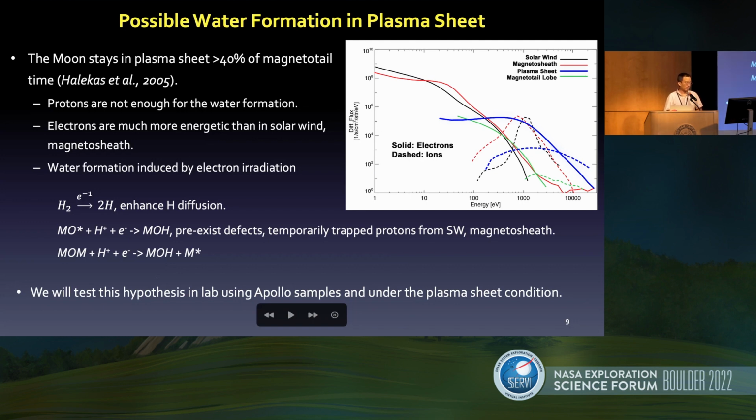That's the solar wind. However, another big difference we observe here is electrons. You can see the electron flux has not been reduced as much as the ions, and also the electron energy is much higher than the solar wind. So we think there could be water formation processes associated with the electrons. I just listed several here. And we are planning to test this hypothesis using samples and a plasma environment similar to a plasma sheet.